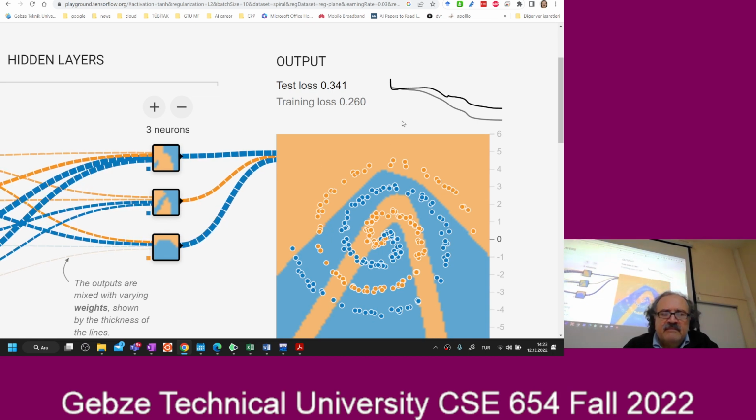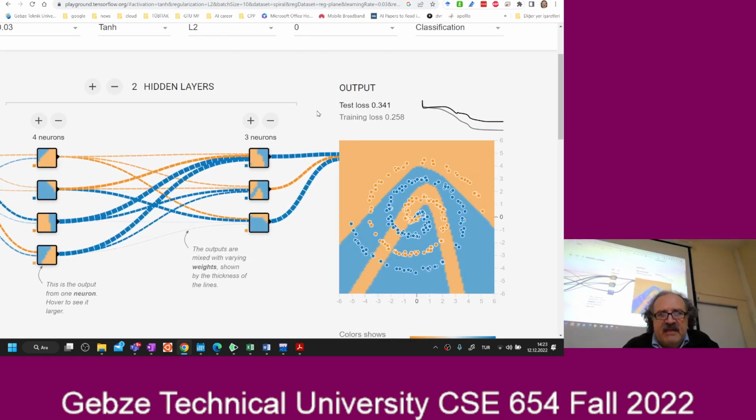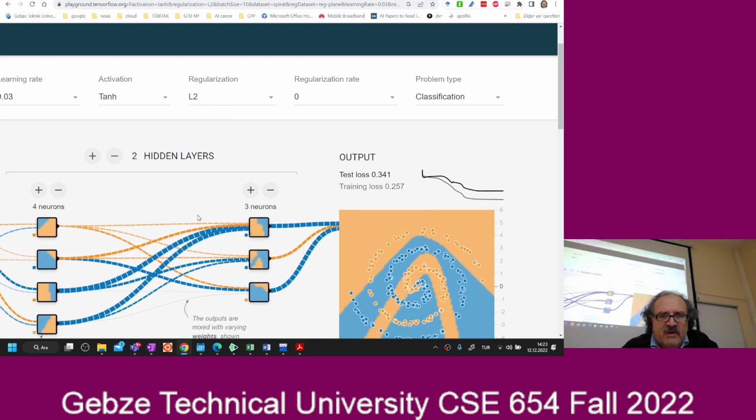Okay. But I don't get, it looks like I am not going to get anything better than that. So regularization helped a little bit. And these are the numbers. Weights are small, but it is not as small as I wanted, maybe.